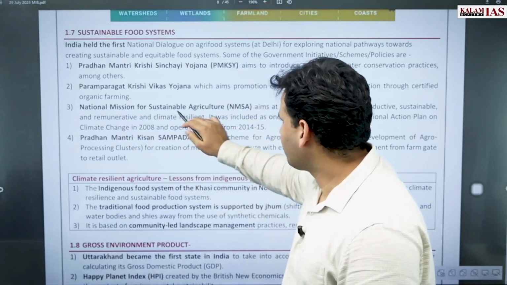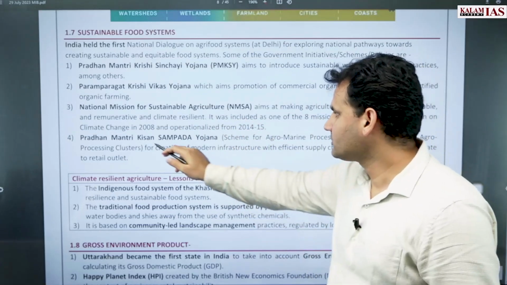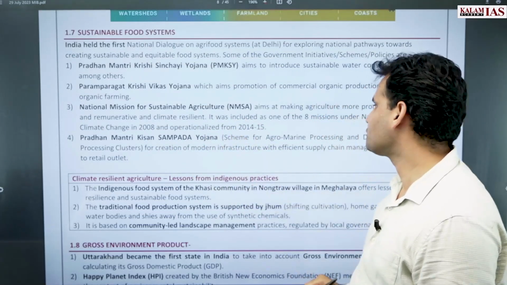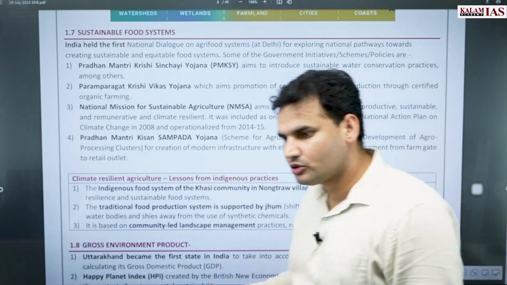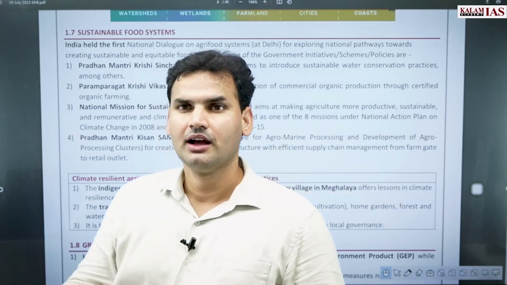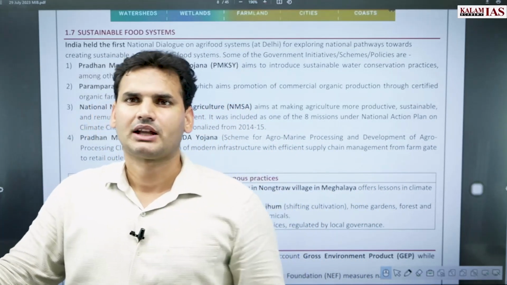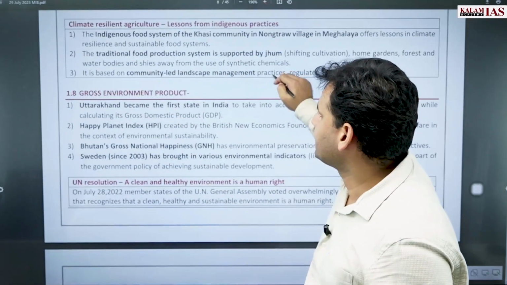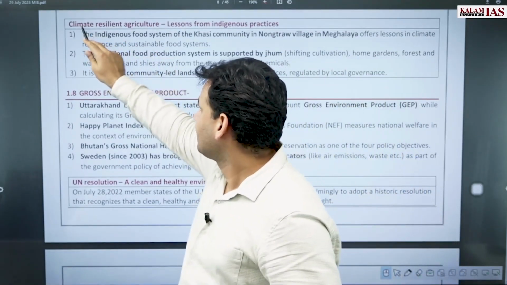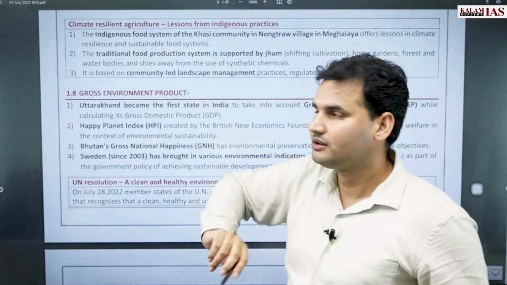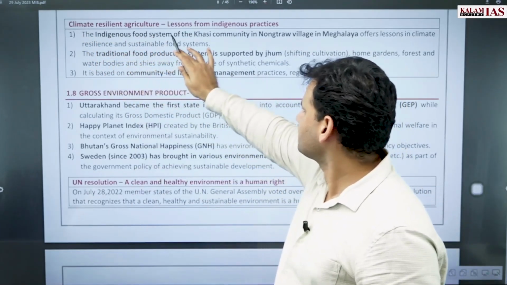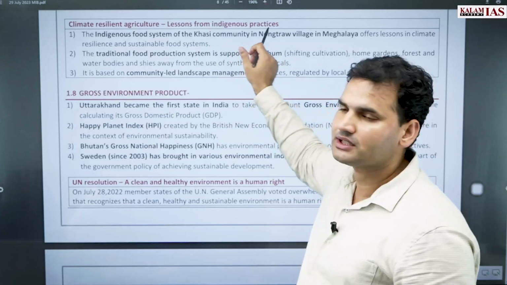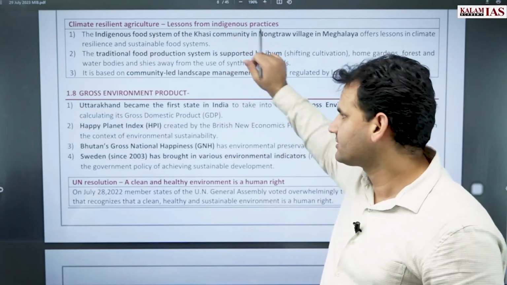National Mission for Sustainable Agriculture, Pradhan Mantri Kisan Sampada Yojana for agro-marine processing. So food processing, har saal it is a repeated theme. Then we can utilize climate resilient agriculture. The indigenous food system of the Khasi community of Nagaland, you can use this as a case study.